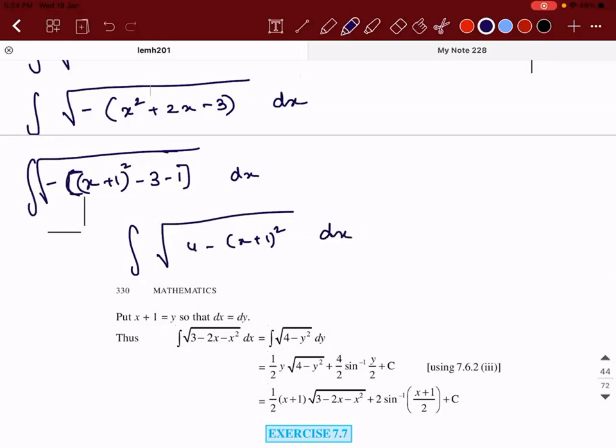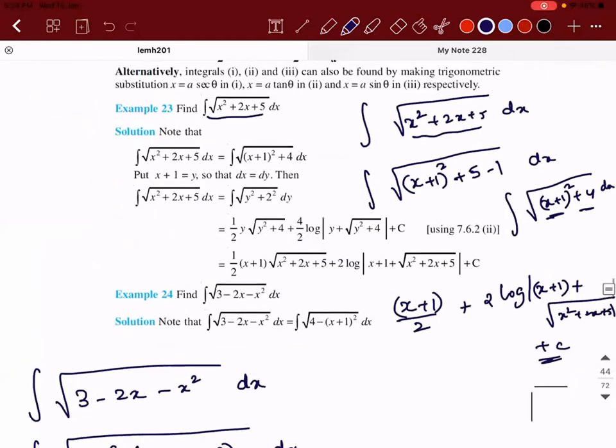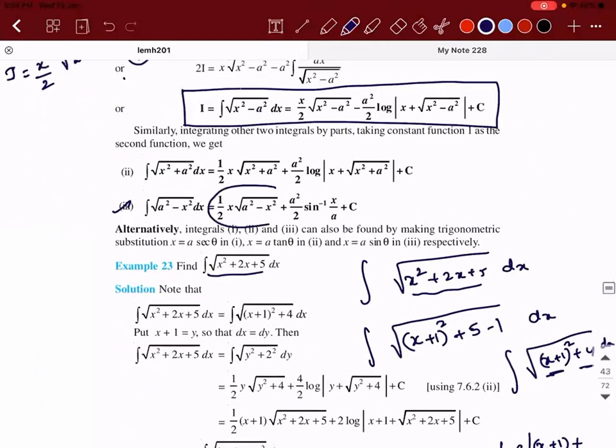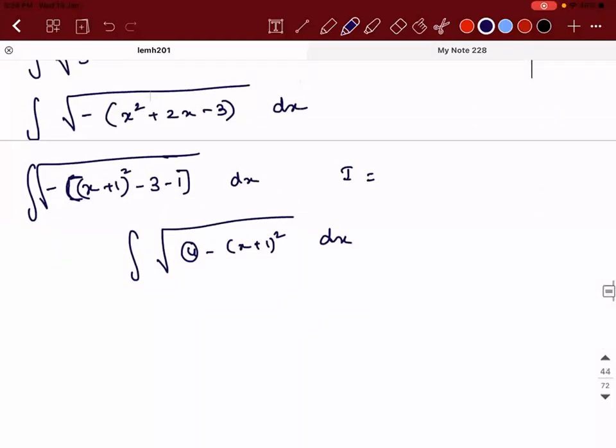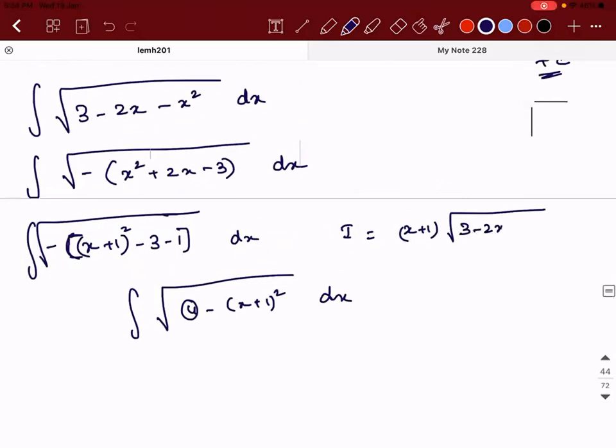So this is the form a square minus x square, the last formula that we saw. I is equal to, what is it? x into root of a square minus x square. So x is x plus 1 into root of the question, 3 minus 2x minus x square, plus a square divided by 2. a square is 4 divided by 2 is 2. 2 into sine inverse of x plus 1 divided by 2 plus c.